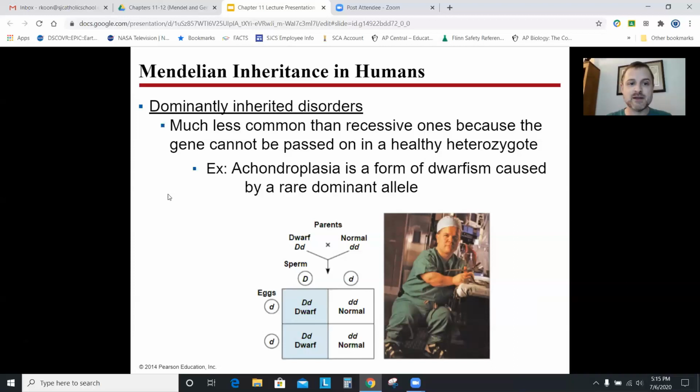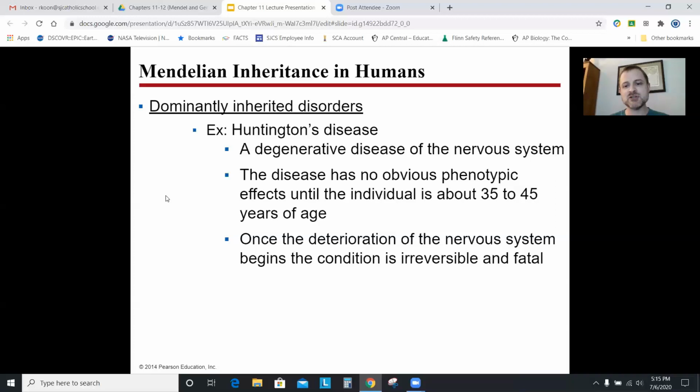Okay, cool. Huntington's disease is a degenerative disease that affects people usually in their 30s or later. It's a fatal disorder. Your nerves degenerate, which makes your muscles degenerate. You'll eventually die from it. There's no cure for it. It doesn't show itself until you're about 35 to 45, which means at that point you've probably already had offspring who are very likely to maybe get the disease too. So it's a very tragic condition. And it's a dominant disorder.